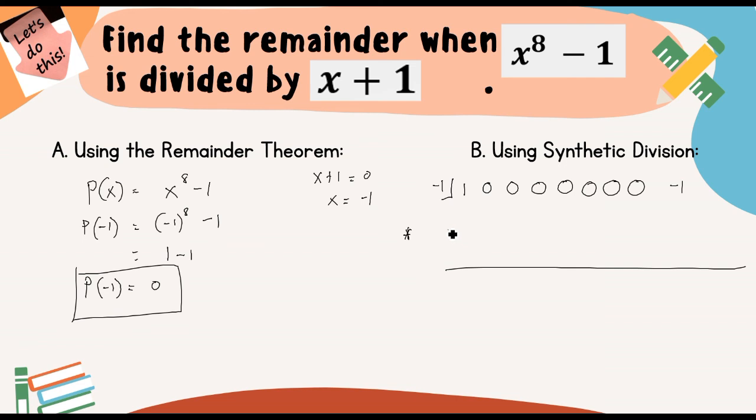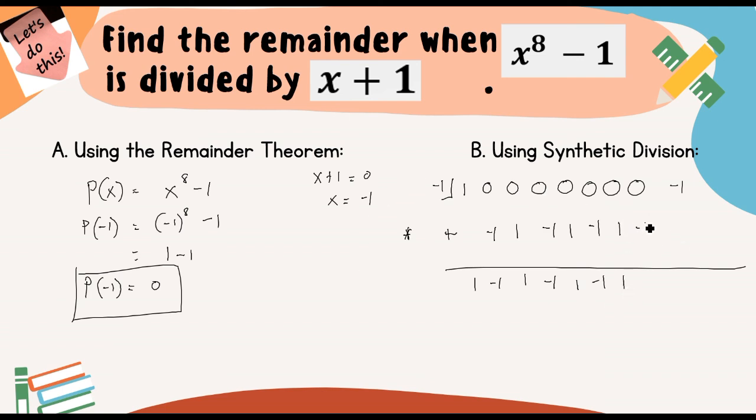So, multiplication and then addition lang po. Bababa natin yung una, multiply natin 1 times negative 1, ang sagot ay negative 1. 0 times negative 1, plus negative 1 is negative 1. Negative 1 times negative 1, positive 1. 0 plus positive 1 is 1. 1 times negative 1 is negative 1. 0 plus negative 1 is negative 1. Negative 1 times negative 1 is positive 1. 0 plus 1 is positive 1. 1 times negative 1 is negative 1. 0 plus negative 1 is negative 1. Negative 1 times negative 1 is positive 1. 0 plus 1 is 1.